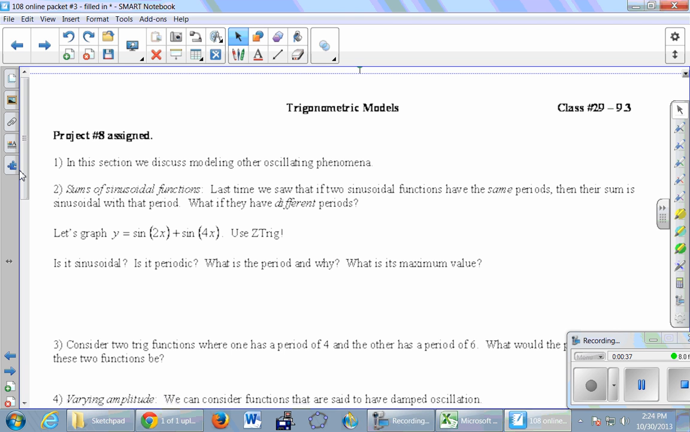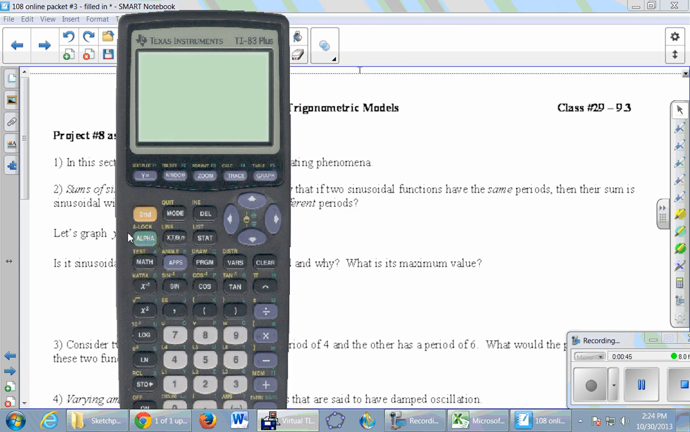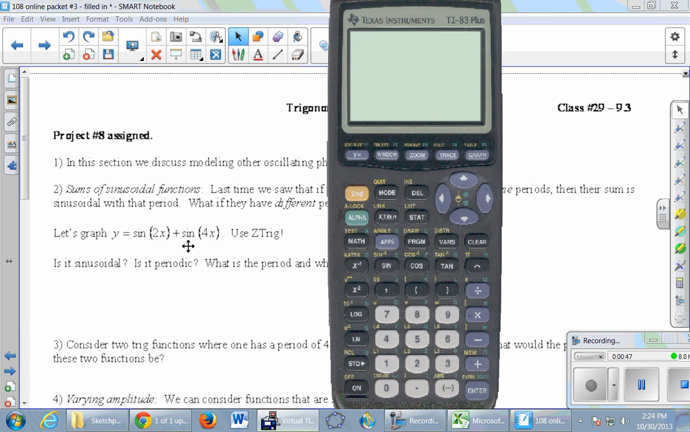Let's graph y equals sine 2x plus sine of 4x. We're going to use something called zoom trig. So let's type this into the calculator first. Recognizing that now we're graphing the sum of two sine functions, but the period of this is definitely different than the period of this. So let's type them both in here. Sine of 2x plus sine of 4x. And we're going to use zoom trig.